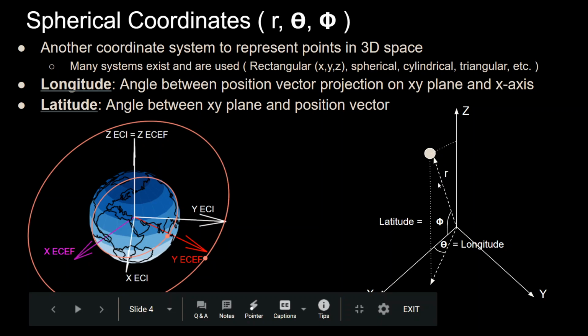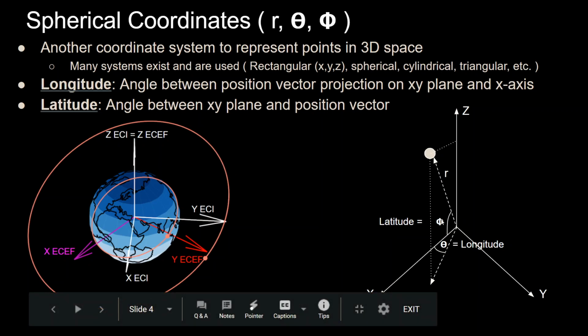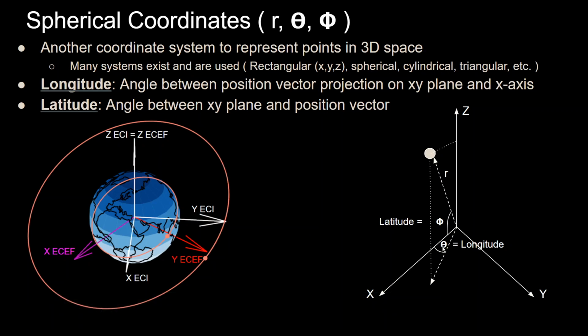The magnitude of the position vector is the first coordinate in the system, the R coordinate. So it's just the magnitude of that. And then the next two are the latitude and longitude, which some people define as phi and theta the opposite way. It doesn't really matter, just as long as you understand what's going on.